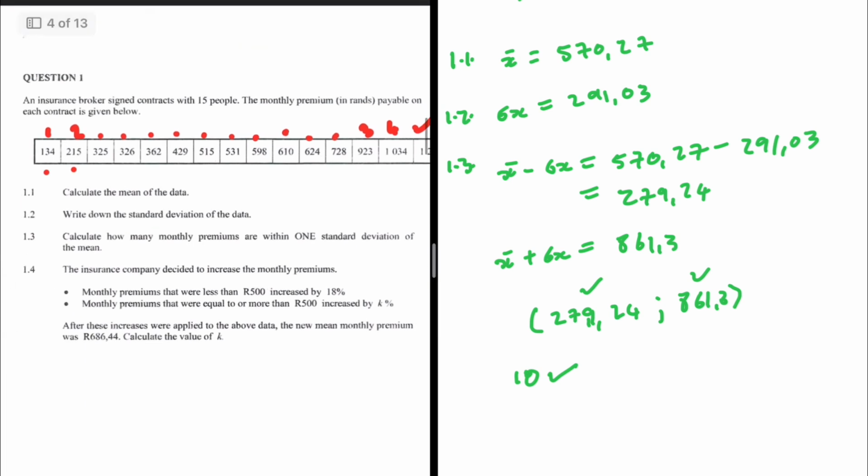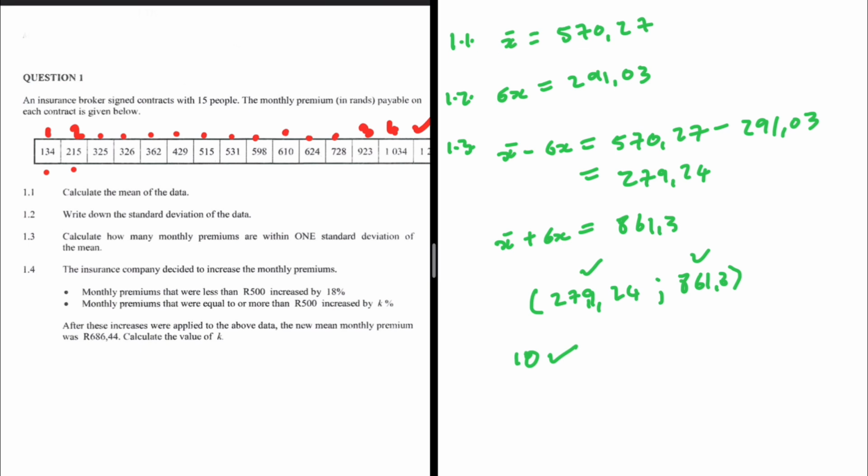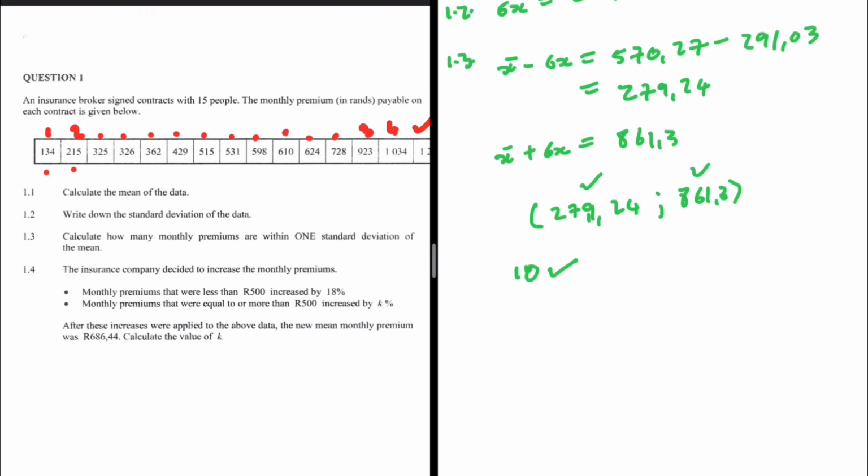1.4. The insurance company decided to increase the monthly premiums. Monthly premiums that were less than 500 increased by 18%, whereas monthly premiums that were equal to or more than 500 increased by K%. After these increases were applied to the above data, the new mean monthly premium was 686.44. Calculate the value of K.